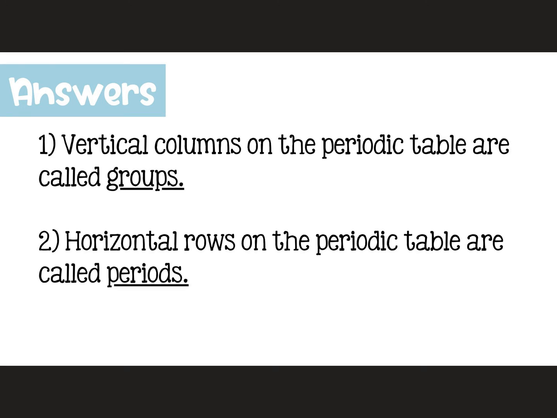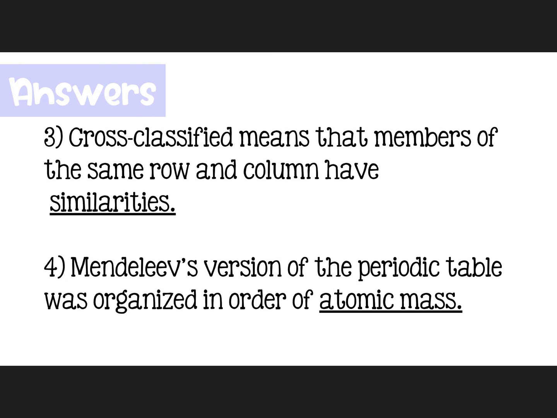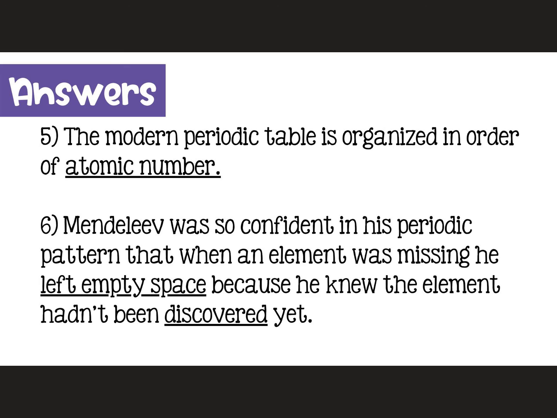So, vertical columns on the periodic table are called groups, and horizontal rows are called periods. Cross-classification means that members of the same row and the same column have similarities. Dmitri Mendeleev's version of the periodic table was organized in order of atomic mass. The modern periodic table, however, is organized in order of atomic number.